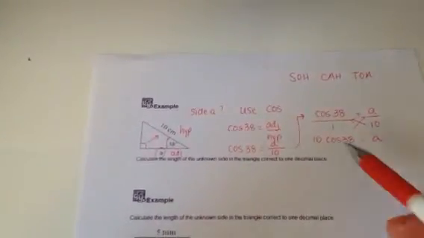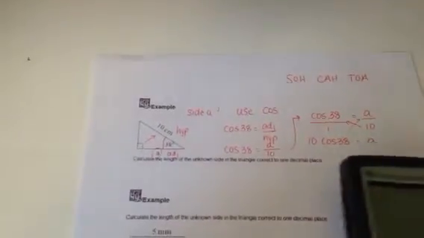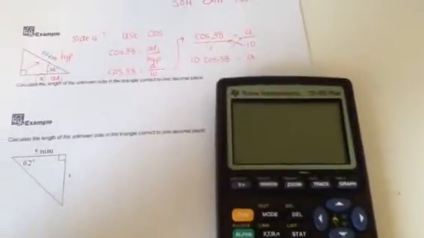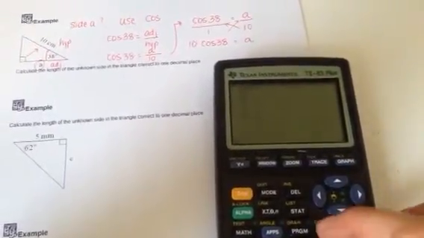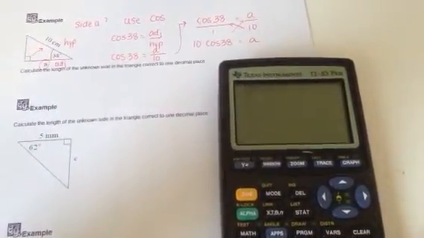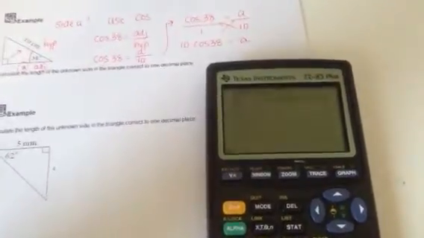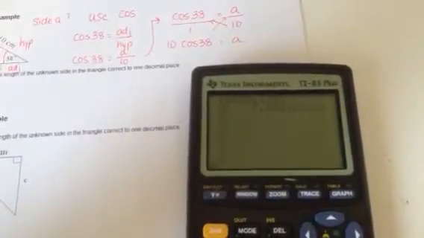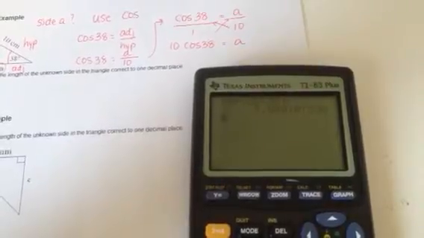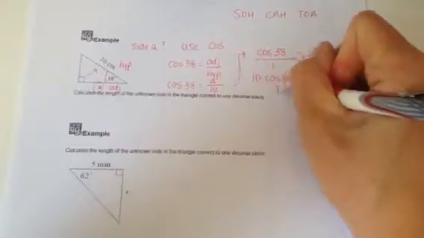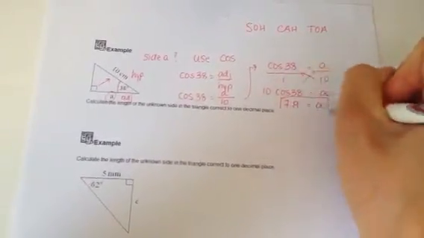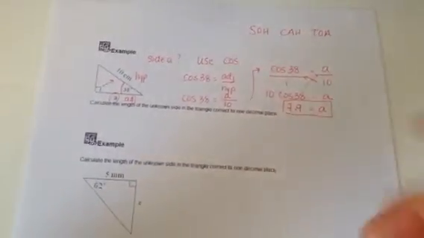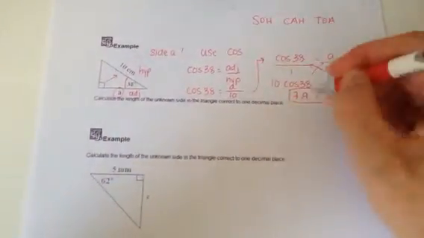From here, we just need to plug this into our calculator. So we can do 10 times cos 38, close your brackets, equals, and it gives us about 7.9 if we round. So that means 7.9 is equal to A. So side A is 7.9 centimeters because it's in centimeters.